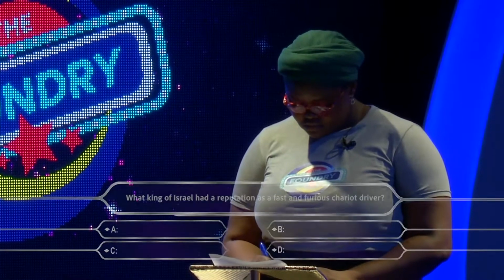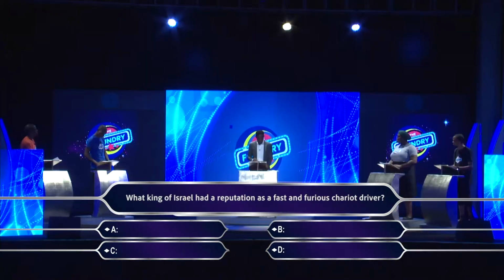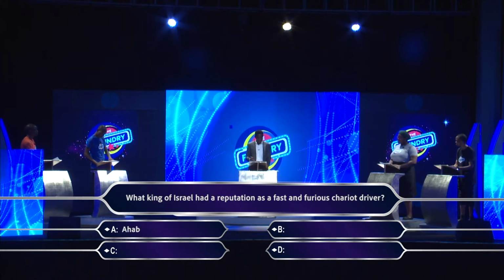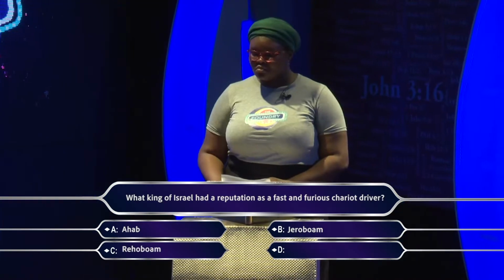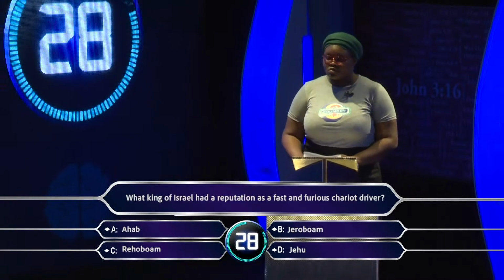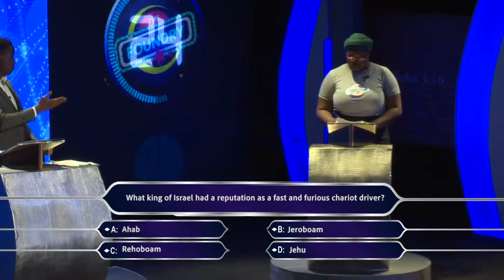Question 19. What king of Israel had a reputation as a fast and furious chariot driver? A, Ahab. B, Jeroboam. C, Rehoboam. D, Jehu. Should be Ahab. A. Incorrect. Now, a bonus to you.